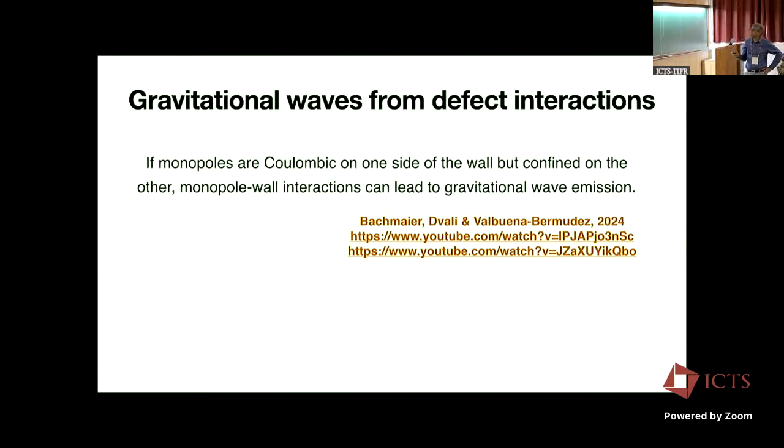People have also been looking at these interactions. One idea is that monopoles are coulombic on one side, so their magnetic field goes as 1 over r squared. But it can happen that on the other side of the wall, the monopoles are confined. And then there were some papers on monopole-wall interaction that can lead to gravitational wave signatures. So I'll just give you the links, and you can try them out. There are some nice videos.